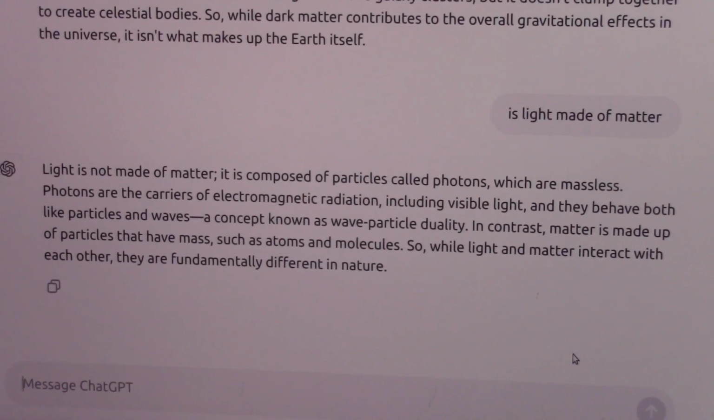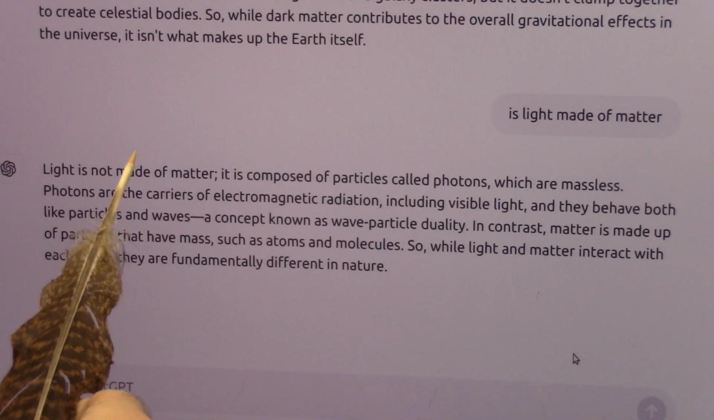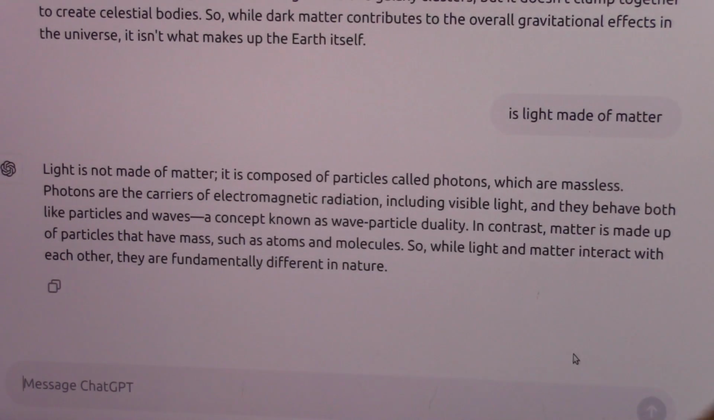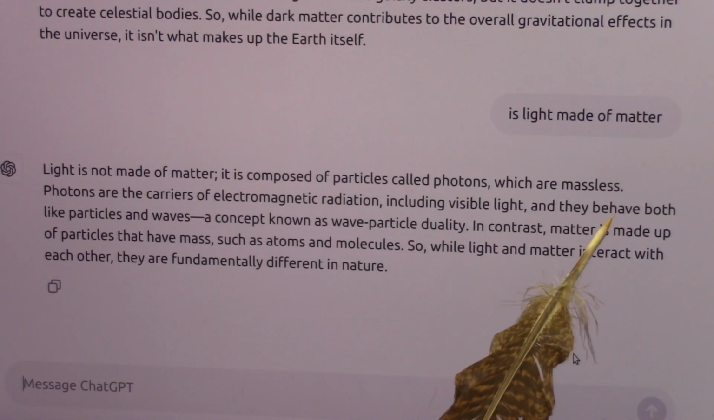Okay, here's where Chat and I have a little bit of a disagreement. I said, is light made of matter? And Chat says light is not made of matter. It is composed of particles called photons. And they are massless. They are not massless, Chat. I will explain. They are not massless.